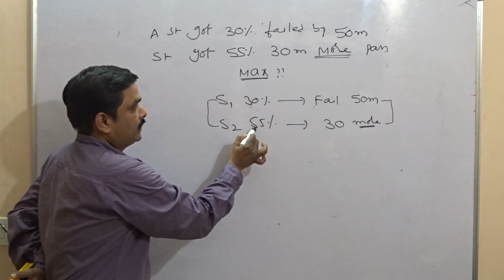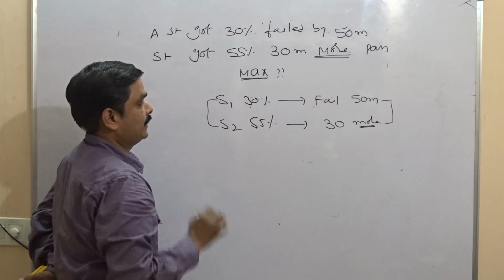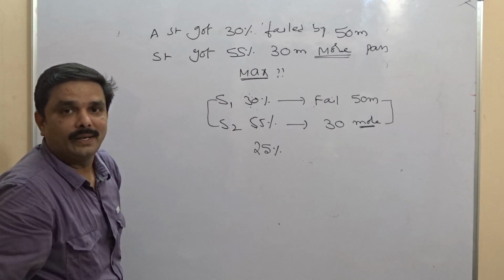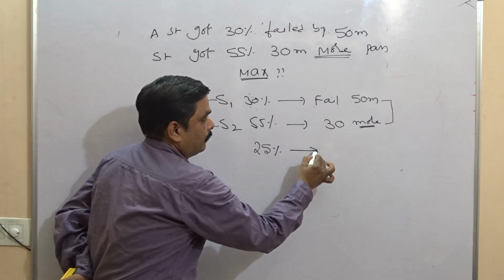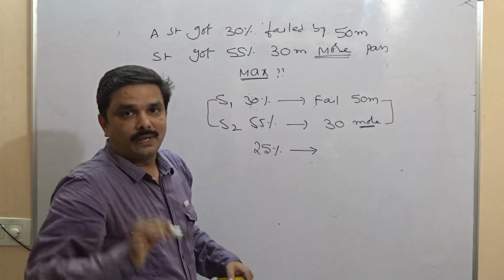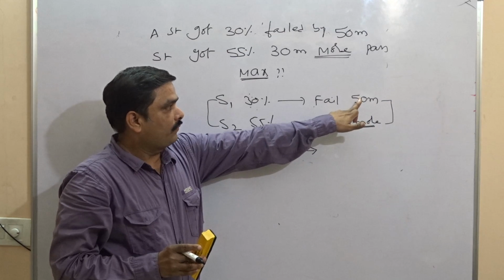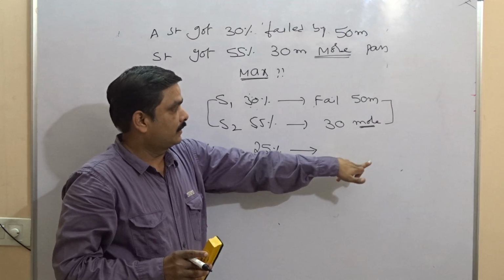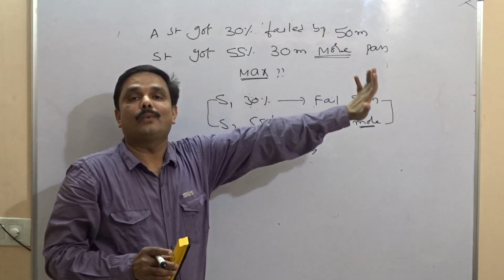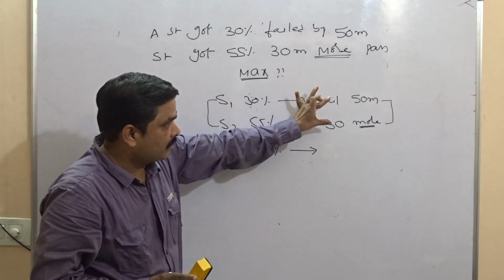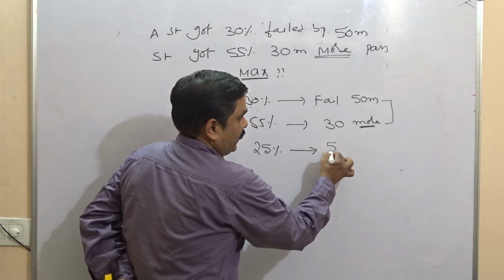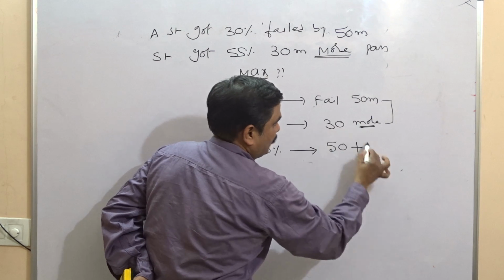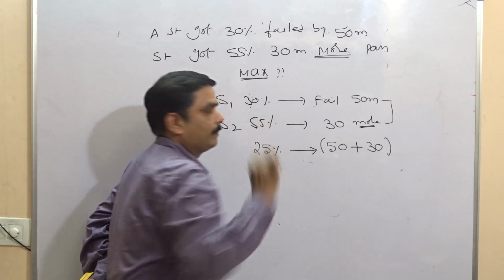Obviously, the difference of the percentages between two candidates is 55 minus 30, that is 25%. Now, what is the difference of marks between these two? Observe carefully. One person got 50 marks less than passing. Other person got 30 marks more than required for pass. Now the difference between these two will become 50 plus 30.